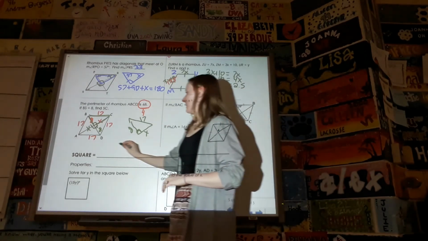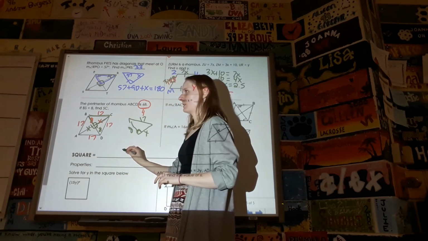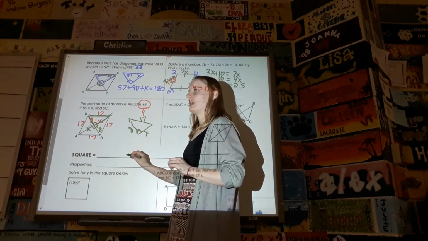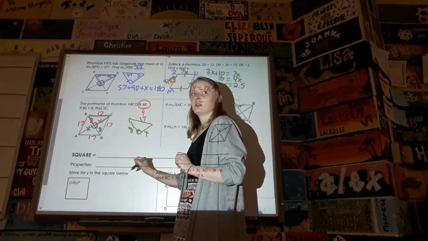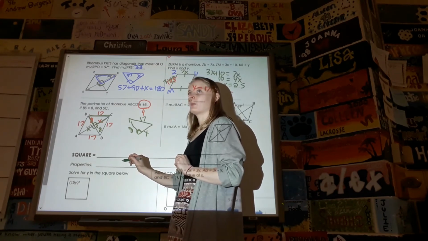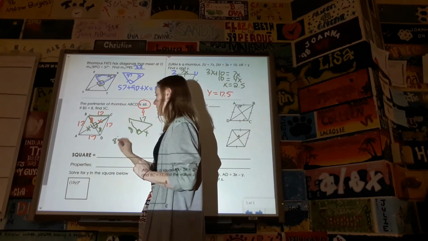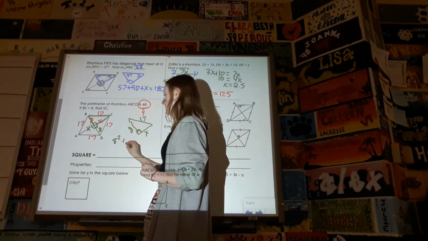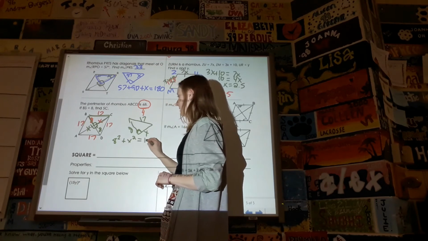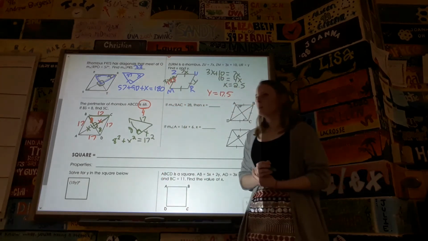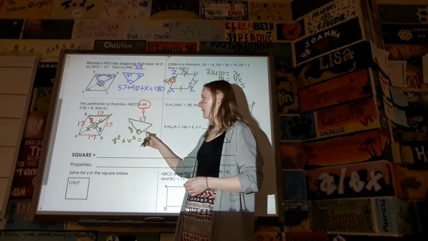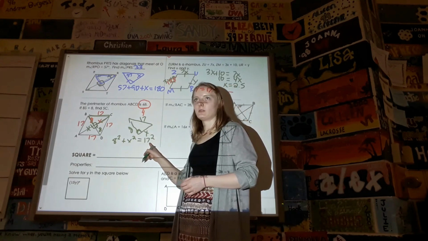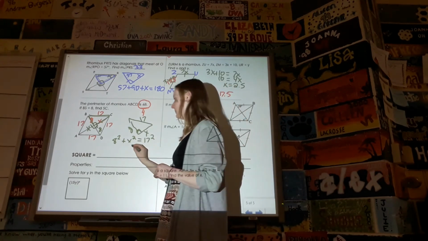So 8 plus x plus 17 equals 180. No, that's if they were angles. These are sides. What's the Pythagorean theorem? a squared plus b squared equals c squared. So this is a and b, and this is c. So 8 squared plus x squared equals 17 squared. They go in each position in the Pythagorean theorem.